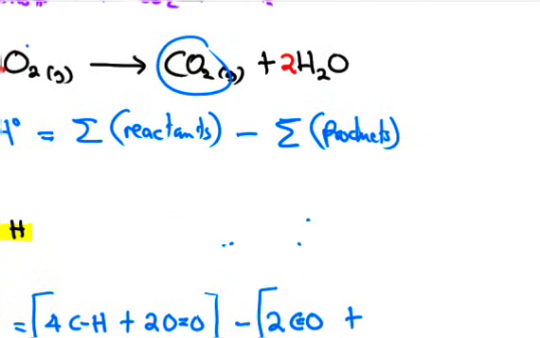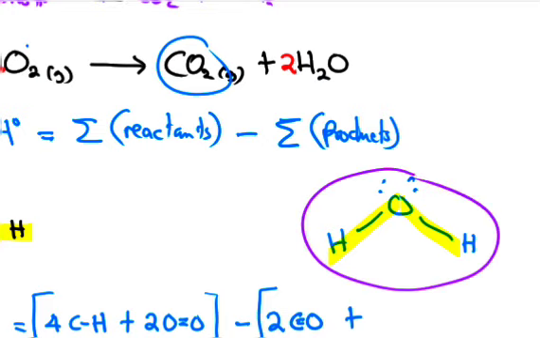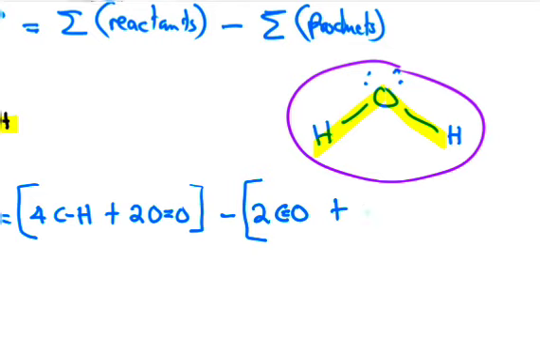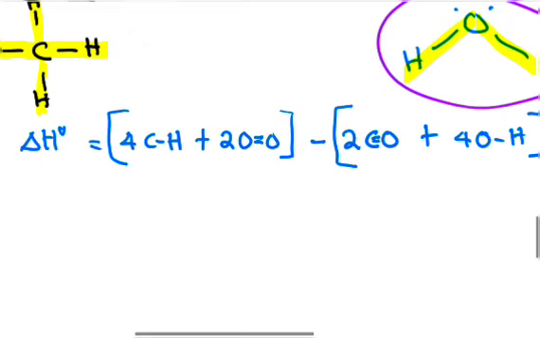Water Lewis structure: H2O, one oxygen with two hydrogens, something like this. In one water molecule there are two OH bonds, and with two water molecules the OH bonds are 4. So we are going to have 4 OH bonds.